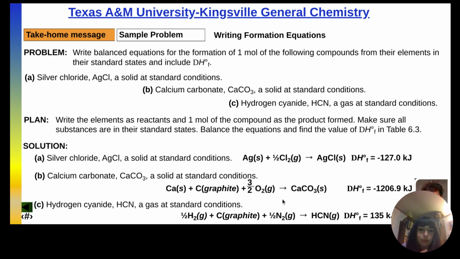This gives us our product CaCO3, a solid, and this equals negative 1,269 kilojoules. For C, we have hydrogen cyanide, HCN, which is a gas at standard conditions. This is 1/2 H2 gas, plus C graphite, plus 1/2 N2 gas, which is our gas again. This gives us HCN gas, our hydrogen cyanide, and this is 135 kilojoules.